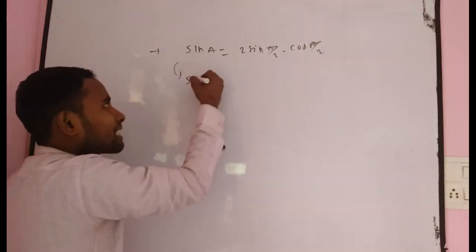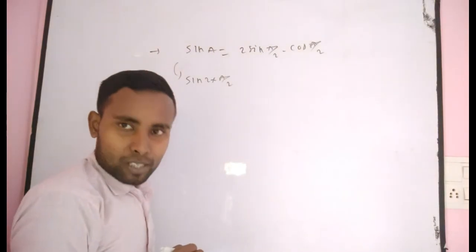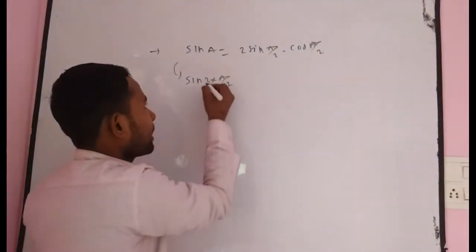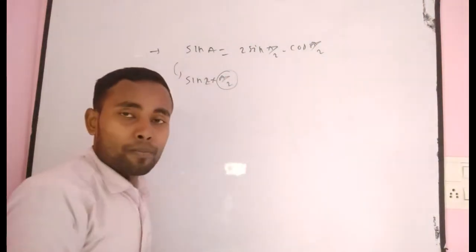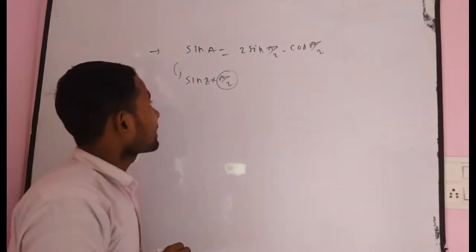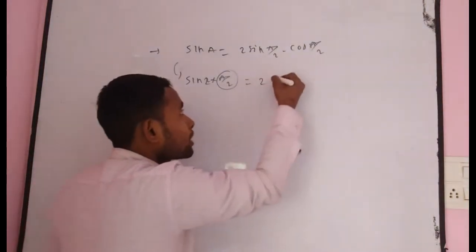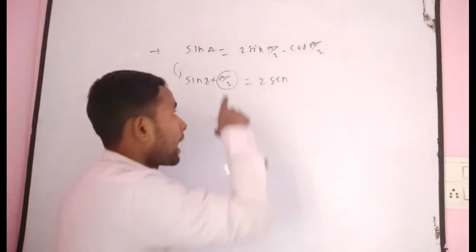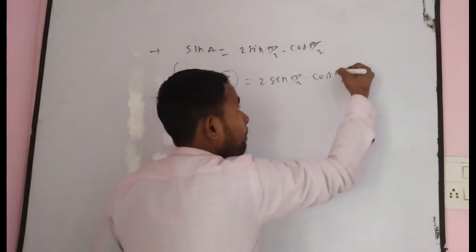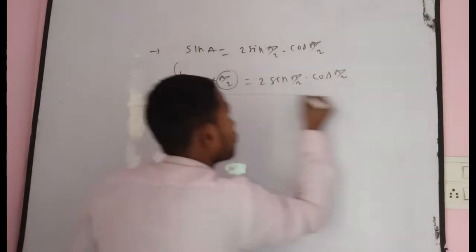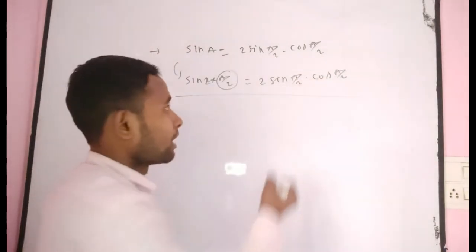Sin A can be written as sin 2 into A by 2. If you suppose that A by 2 is B, then it is just sin 2B. As you know that sin 2B is equal to 2 sin B cos B, here B is equal to A by 2. That means sin A is equal to 2 sin A by 2 cos A by 2.